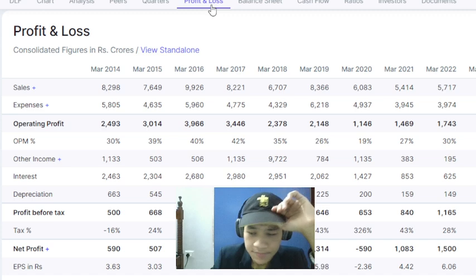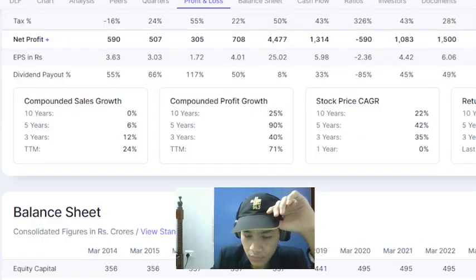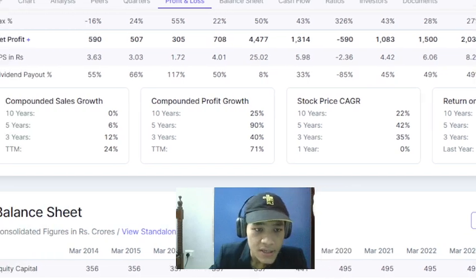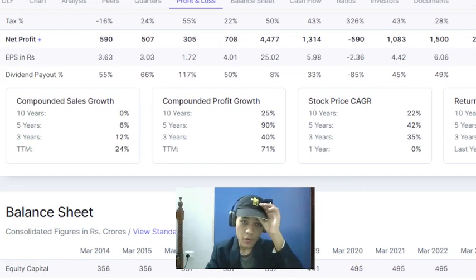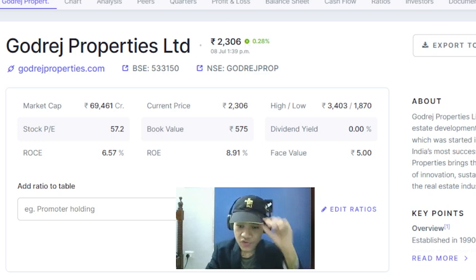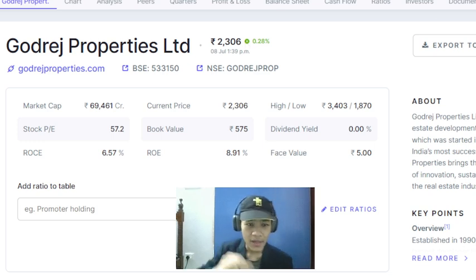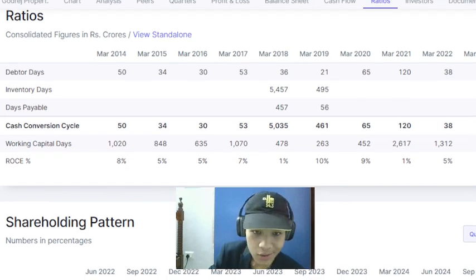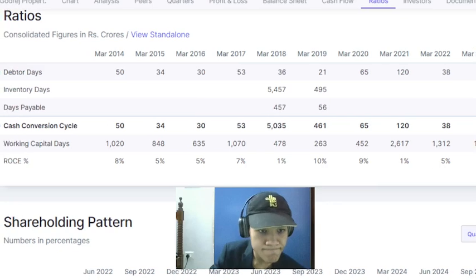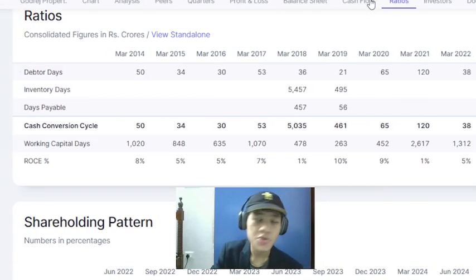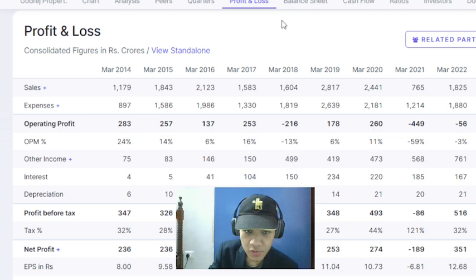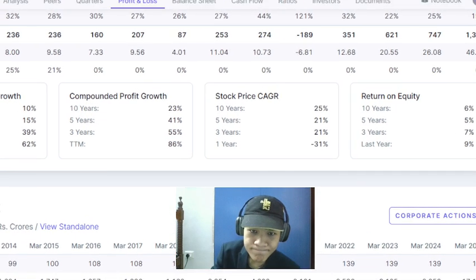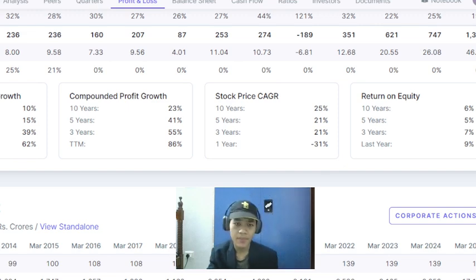If we go to their return on equity, it's here, 4%, 6%, 8%, comparable. We can then see Godrej Properties. That's very humid today. Godrej Properties, if you go to the ratio section, again, 10%, 6%, comparable to Arvind Smart Spaces. If you look at the return on equity, yeah, 6, 7%, very comparable.